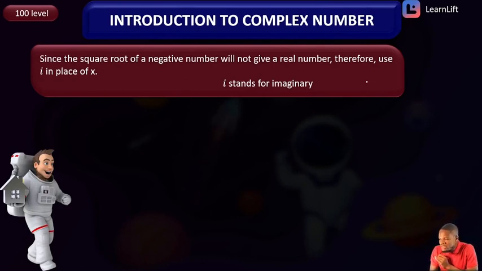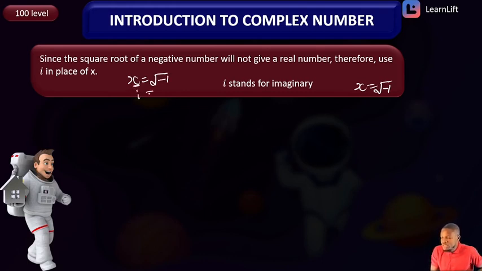Square root of negative 1. You said that x is equal to square root of negative 1. Since the square root of a negative number will not give a real number, what do we do? Therefore, use i in the place of x. Now let me explain. Where we have x is equal to root negative 1, instead of using x here, what will I use there?